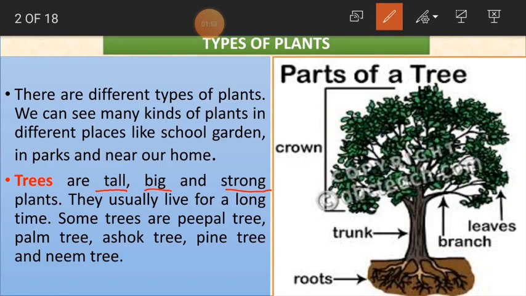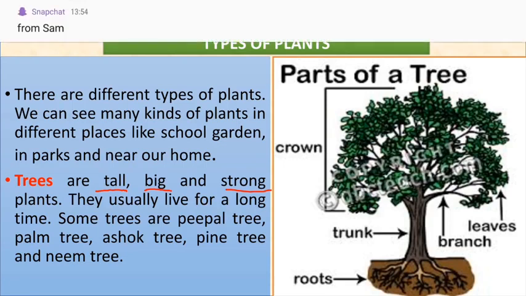When a plant grows so big, tall and very strong, that plant is called a tree. We can't call a tulsi plant a tree. Every house might have a tulsi plant, but how is that tulsi plant? It's not that big, it's just of a small or medium size. We can't call a tulsi plant a tree because it is not big, tall or strong. Trees are big and strong.